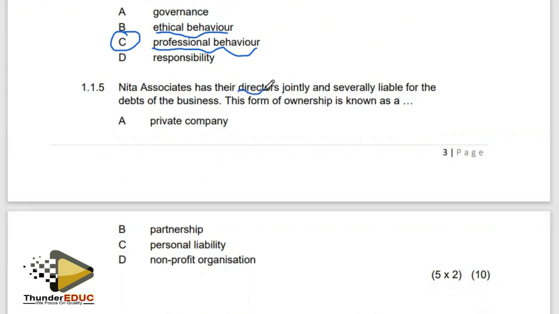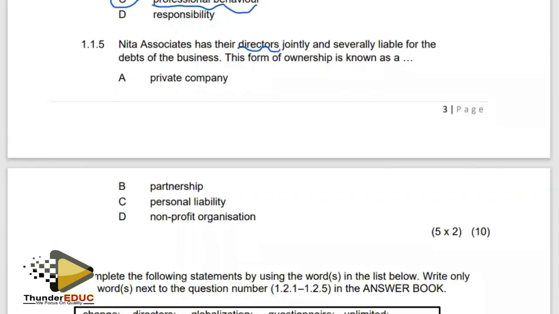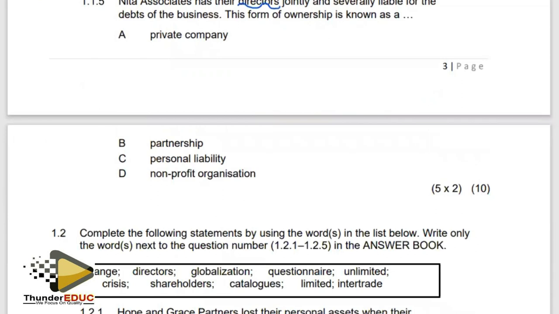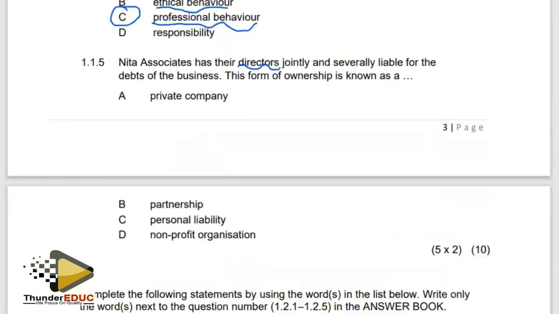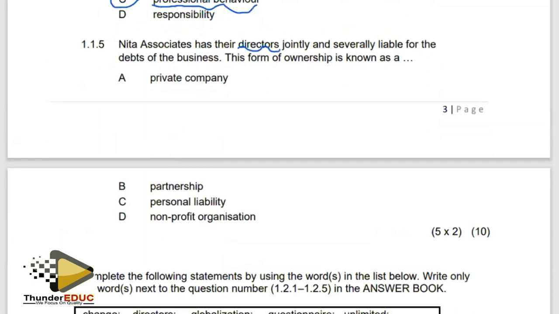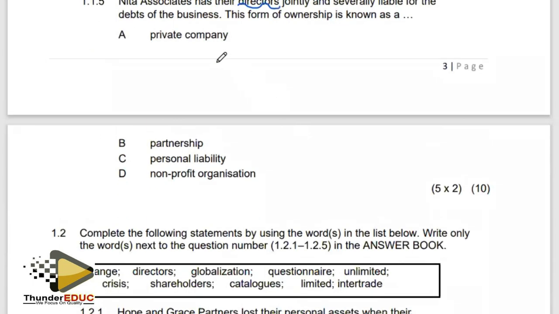Has directors jointly and severally liable for the debts of the business? Just a reminder, we are talking about business ownership, forms of business ownership, which you must be familiar with. What is a private company?